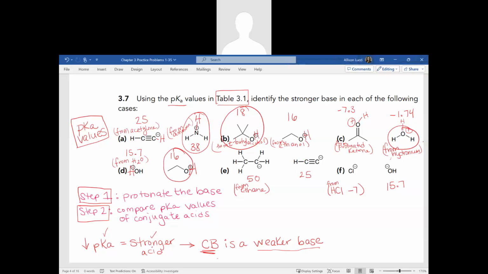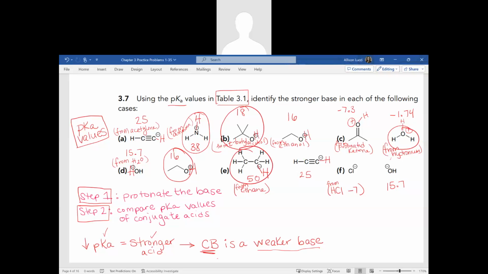So our winner would then be the ethoxide. All right, now we have E. Protonation here would result in ethane, with a pKa of 50. Over here we have acetylene again, so we have a pKa of 25. Acetylene is the stronger acid, so the stronger base is our ethane-derived base here.